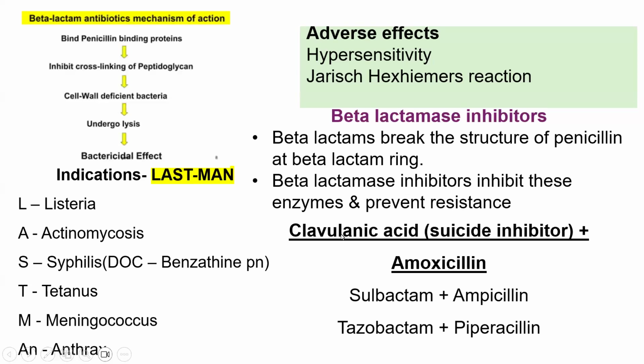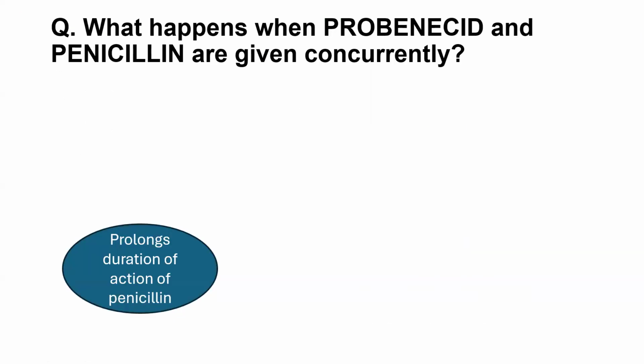So what are all the beta-lactamase inhibitors? Clavulanic acid, sulbactam and tazobactam. Clavulanic acid is called suicide inhibitor because it binds to the enzyme and immediately it itself degrades. So after the action, it degrades itself. That's why it is called suicide inhibitor. And it usually combines with amoxicillin, sulbactam with ampicillin, and tazobactam with piperacillin. I have made a table in the next upcoming slide, and you can refer to the slides for beta-lactamase inhibitor short notes. So coming to the main drug interaction for penicillin.